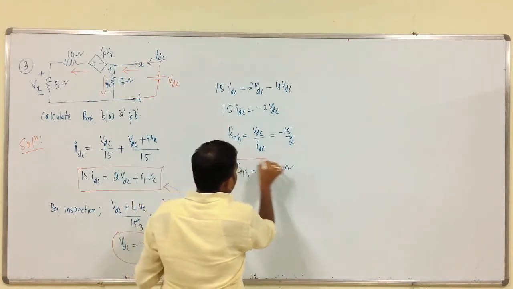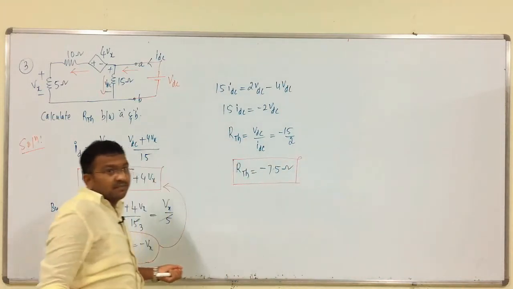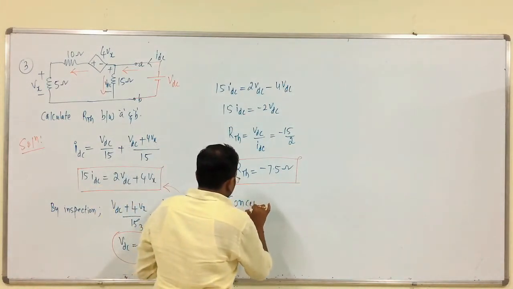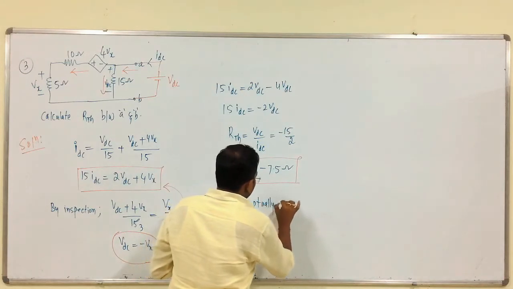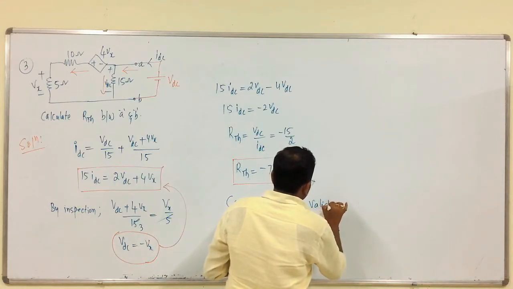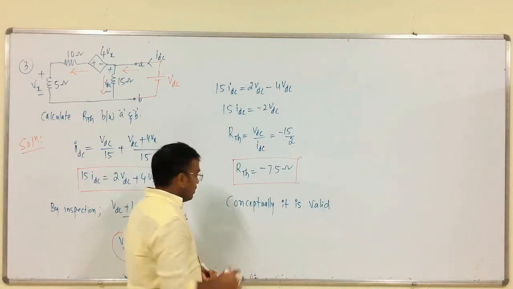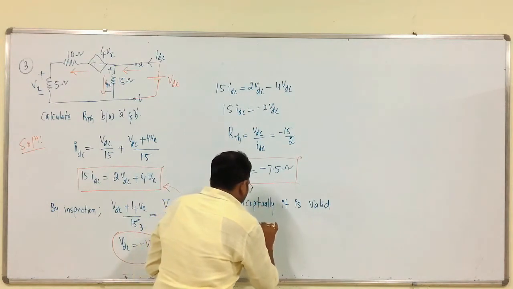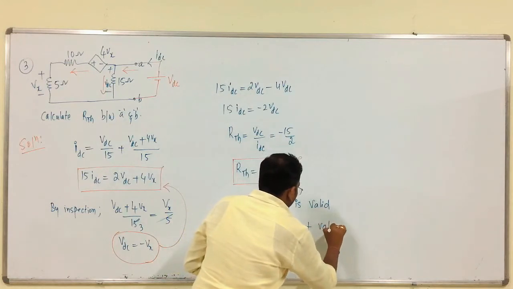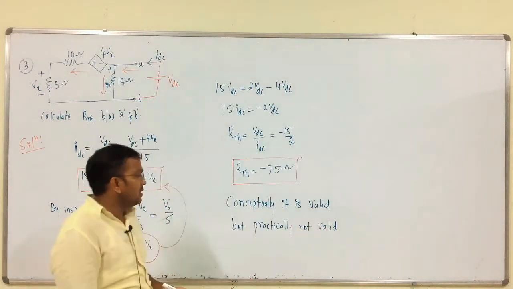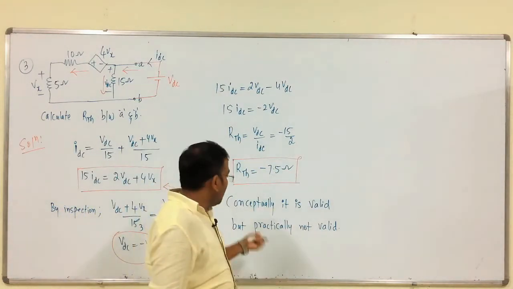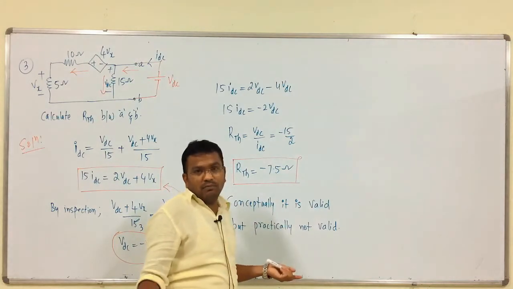Is it possible to get a negative value of Thevenin's resistance? No. Therefore, conceptually it is valid, but practically not valid. That is it. That is why I am considering this problem. So, we got a negative value of resistance, but conceptually we will get that value, but practically we do not have that value.